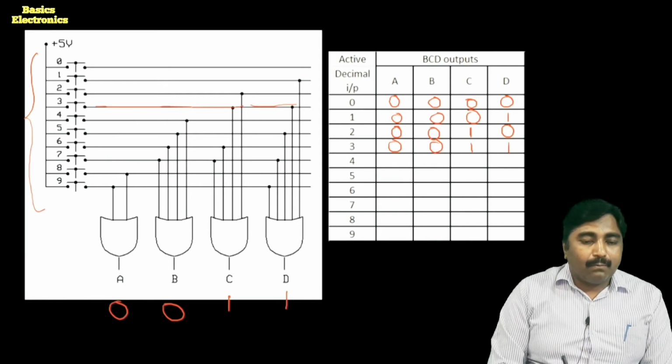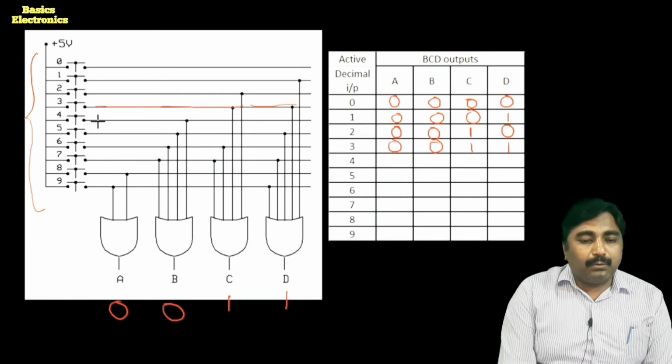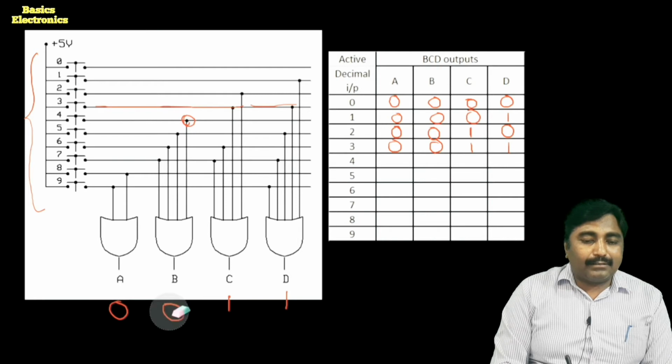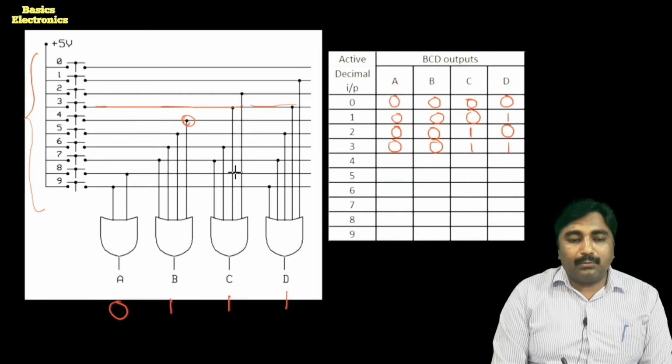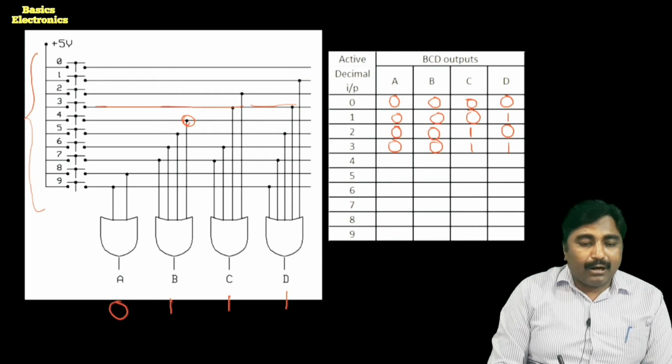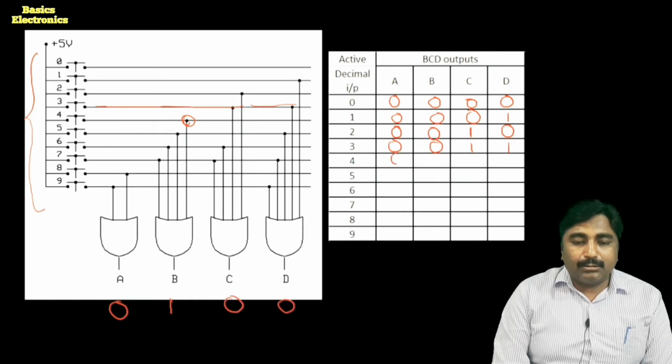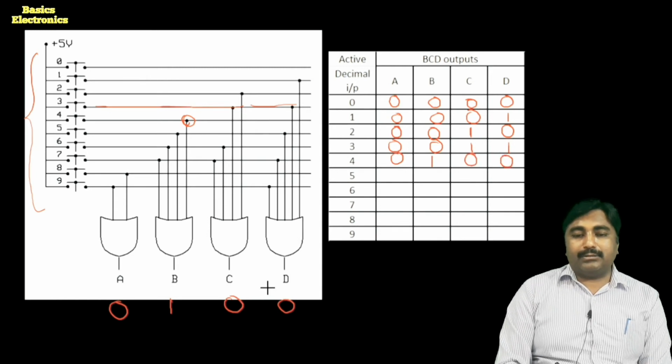Okay. Now when we press the switch number 4, this switch number 4 is connected to the second gate having the output B. So we get B equal to 1. It is not connected to any other gate, so the outputs of all other gates, C and D, are 0, 0. So we get A is 0, B is 1, C is 0 and D is also equal to 0.